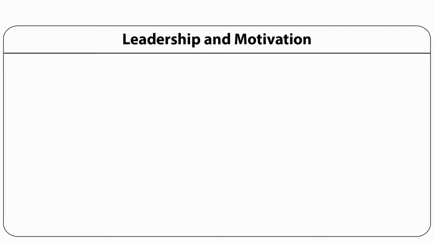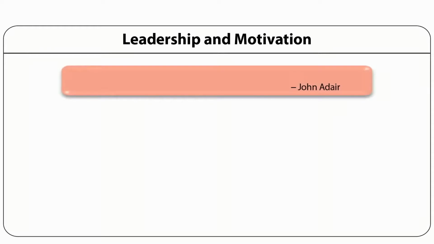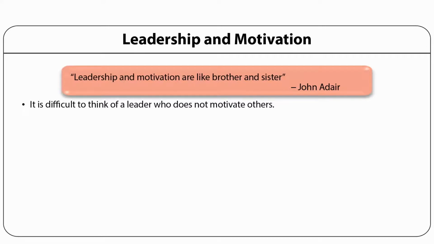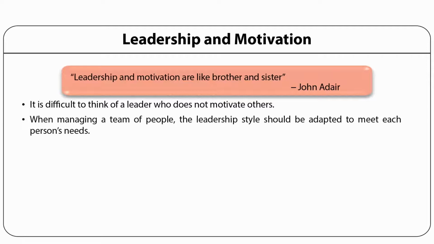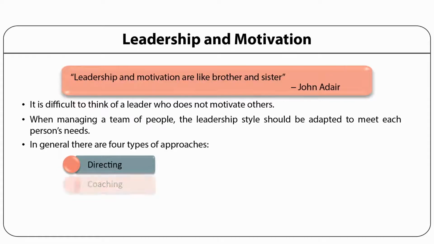How are they related? John Adair says, leadership and motivation are like brother and sister. It is difficult to think of a leader who does not motivate others. When managing a team of people, the leadership style should be adapted to meet each person's needs. In general, there are four types of approaches: directing, coaching, supporting, and delegating.